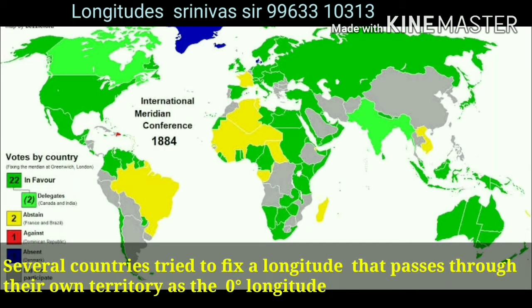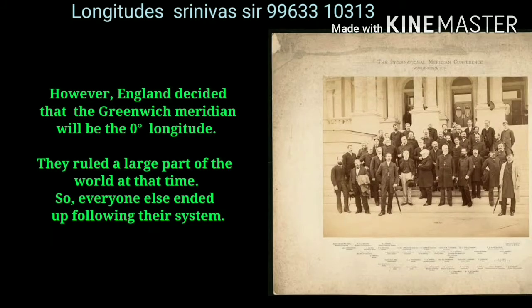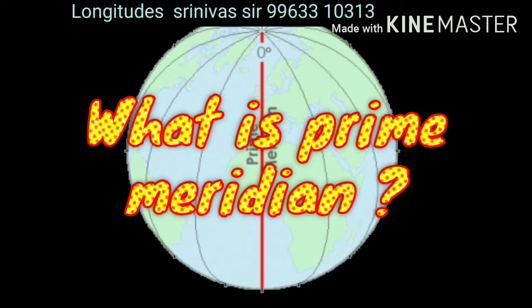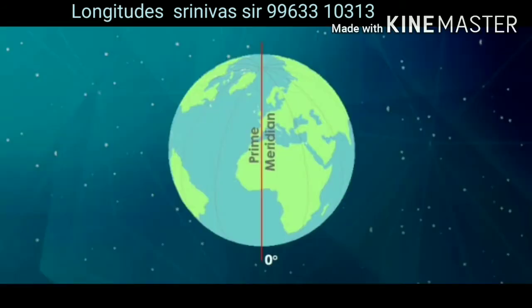Several countries tried to fix a longitude that passes through their own territory as the 0 degrees longitude. However, England decided that the Greenwich meridian would be the 0 degrees longitude. They ruled a large part of the world at that time, so everyone else ended up following their system. The 0 degrees longitude is called the prime meridian. This prime meridian is also called the Greenwich meridian.